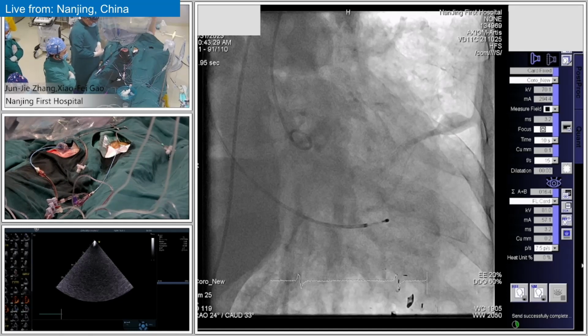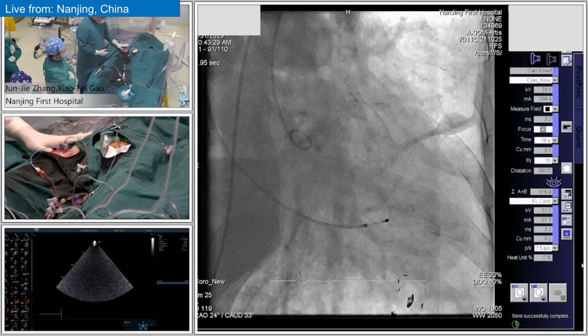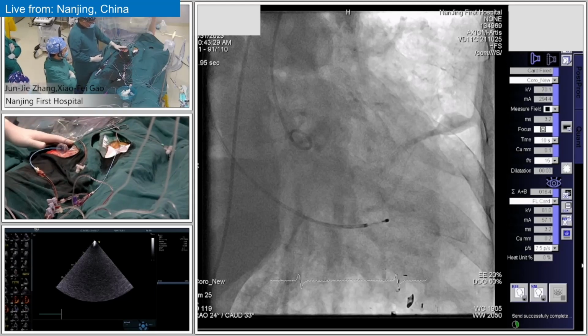Thank you for your great experience. I noticed you have finished several steps. Please introduce your procedure step by step in detail. Thank you. Okay. For this typical case, we still use a femoral approach. We insert the 20 French sheath.